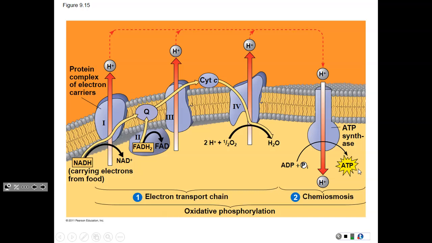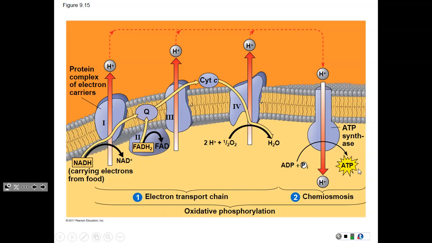Pretty good deal. I get a couple more for the FADHs that I made. I get a couple more ATPs from substrate level phosphorylation. At the end of the whole process, I get a net gain of something like 34 ATPs. And we can quibble, and you know, sometimes it's 32, sometimes it's 36. You get about 34 ATPs for every glucose that you convert into carbon dioxide gas.